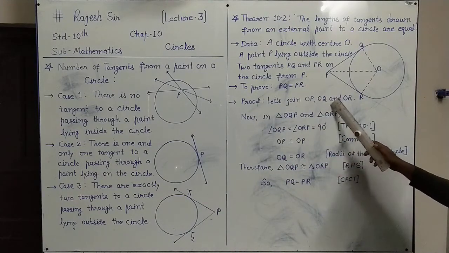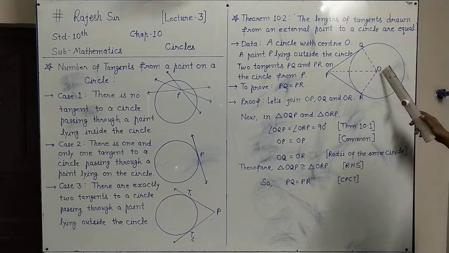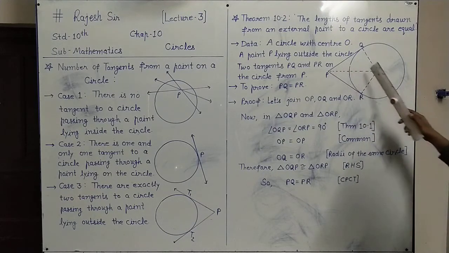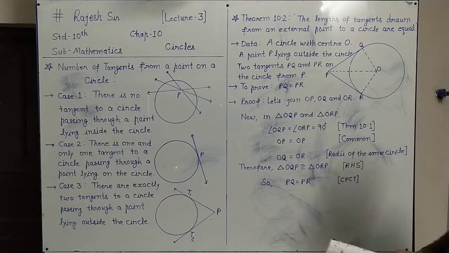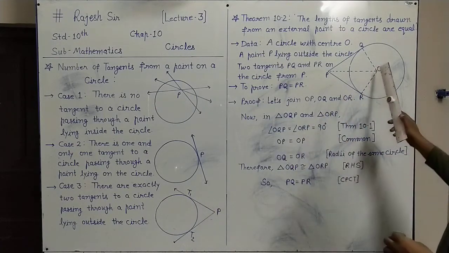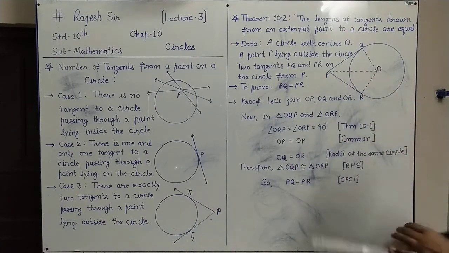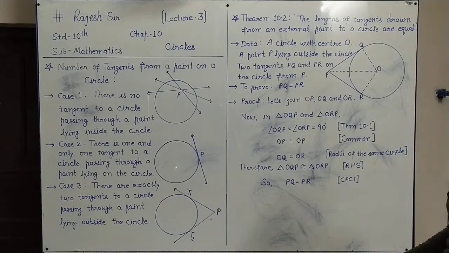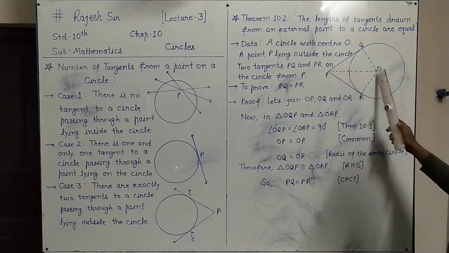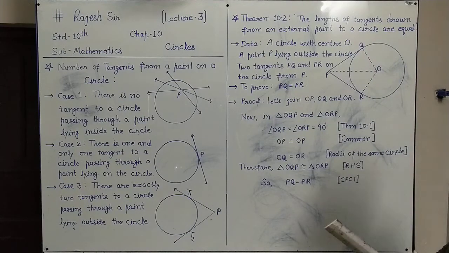Let's join OP, OQ and OR first. We have to join O to P, OQ and OR first. This is what we have to do. Join means this is the extra construction we have drawn, so we have shown it by a broken line. Join OP, OQ and OR.